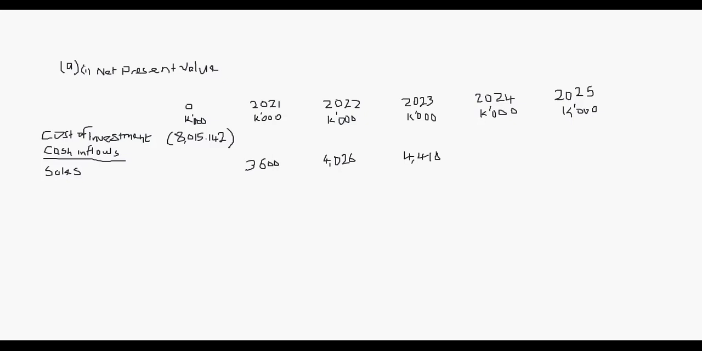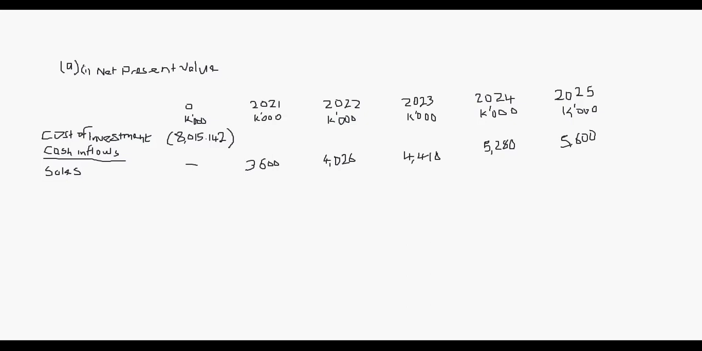And in 2024, 5,280,000. And then in 2025, 5,600,000. So these are going to be our sales here. Okay, so now that we are done with the sales, I think this is the only income that we are expecting.